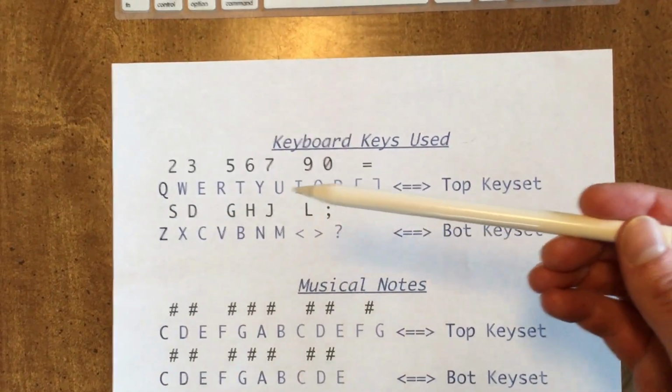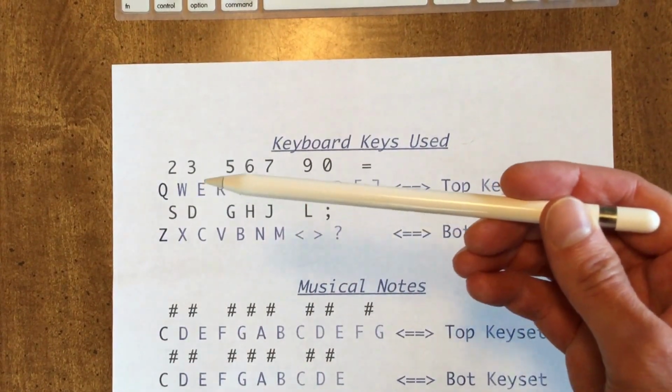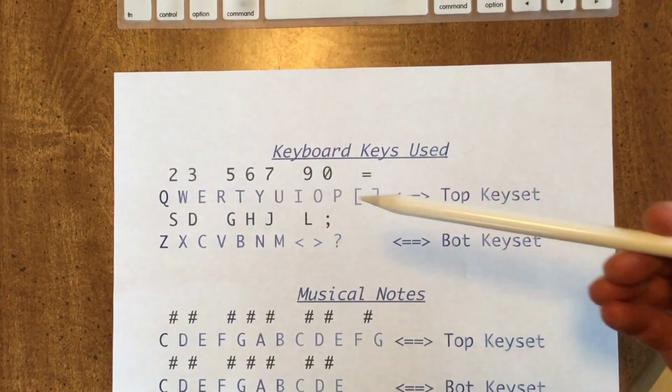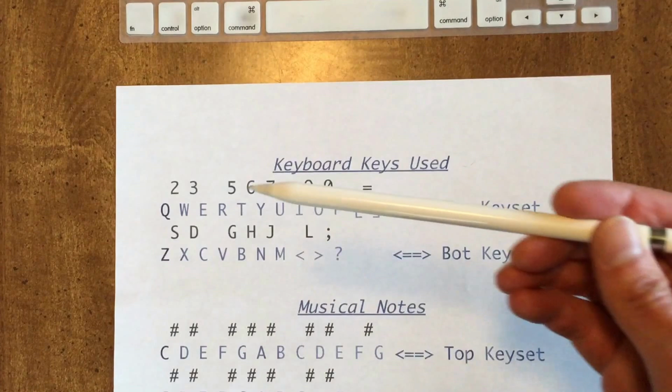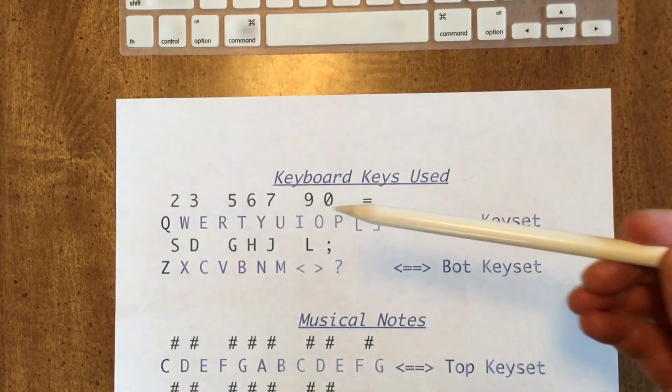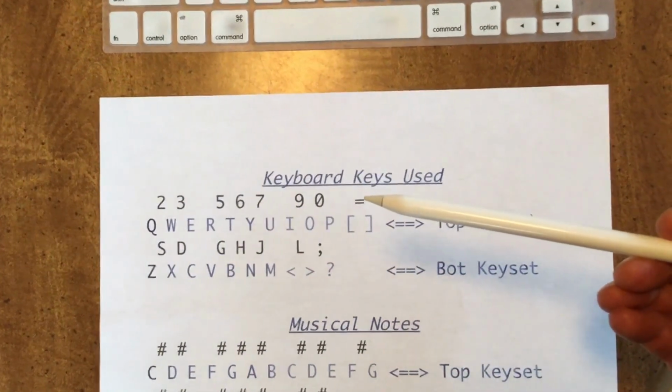The top key set consists of the two rows above that, so Q through right square bracket and the number row starting at 2, moving all the way up to the equal sign.